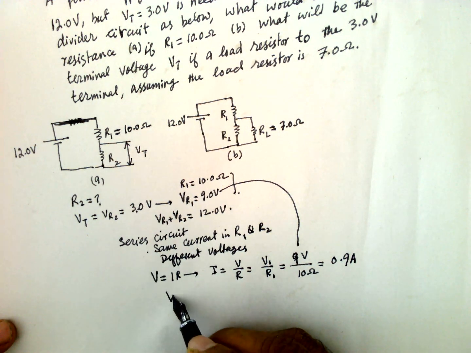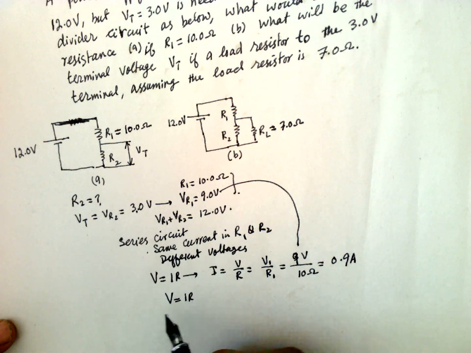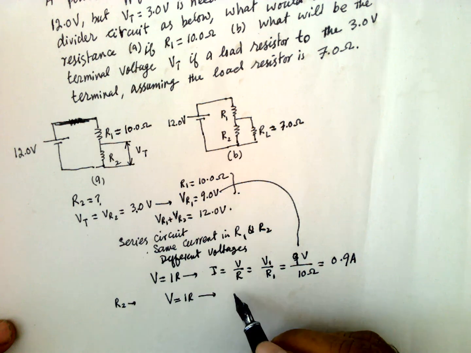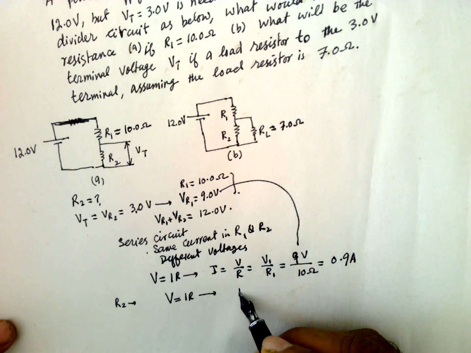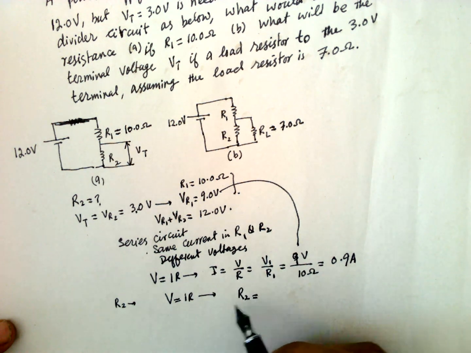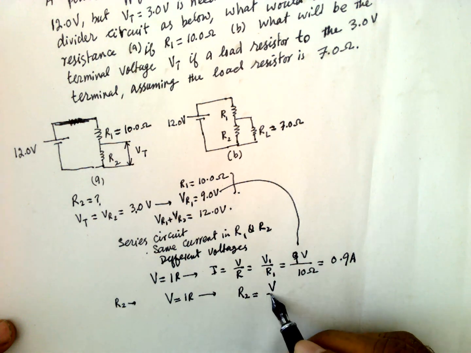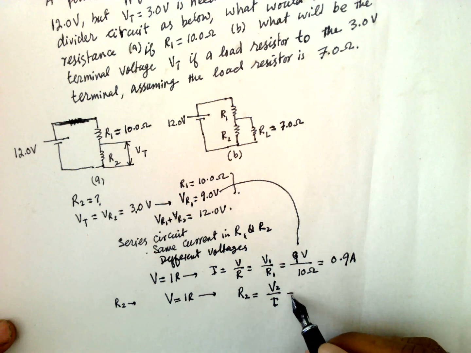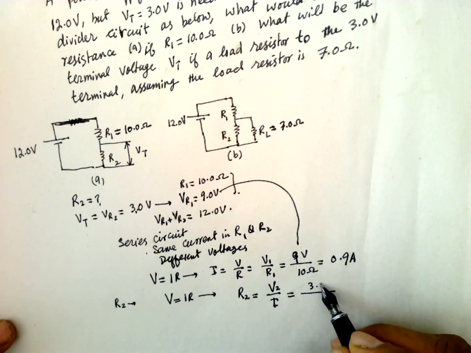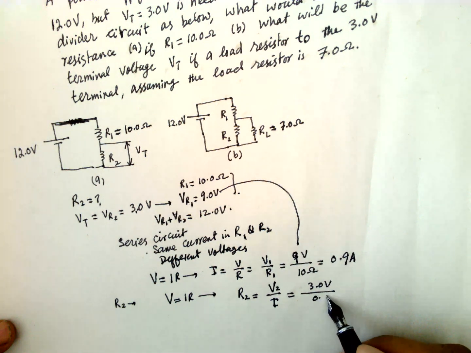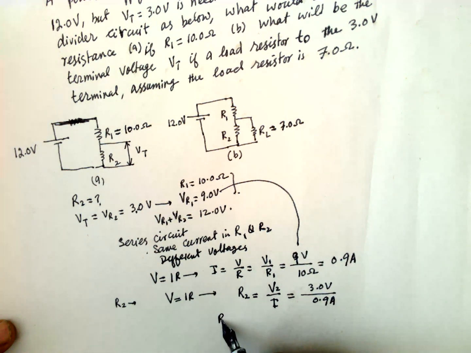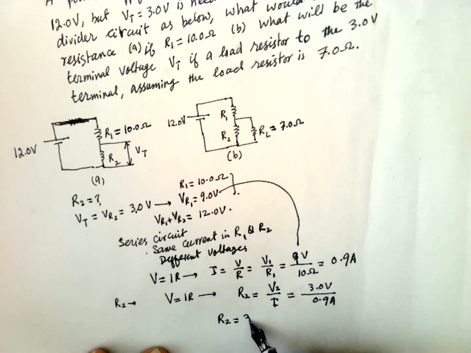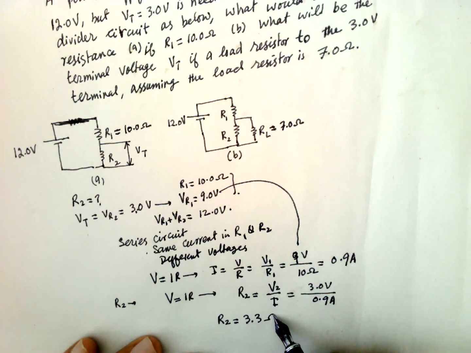So V is equal to IR for R2 resistor. So now we can find out the R2. R2 is equal to V over I, V2 over I. I is the same. V2 is 3 volt. I is equal to 0.9 amp. So R2 is equal to 3.3 ohms.